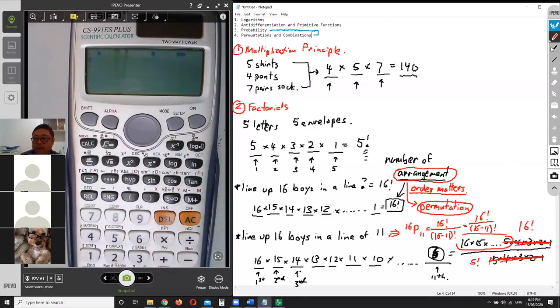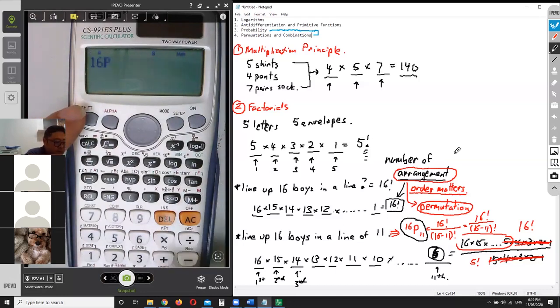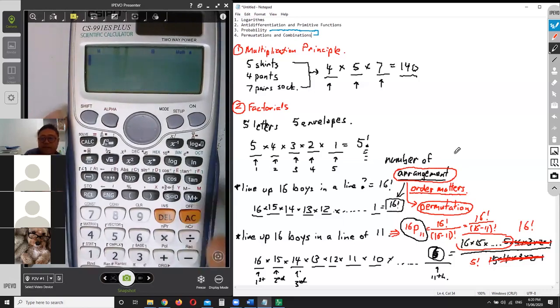Now that is the way we write that. Okay, so we go 16, shift, times, 11. Got it? And that will give us the answer. Okay. So what do we got? 1.743565824 times 10 to the power of 11. Got it? Now, let's see if that's exactly what we get.